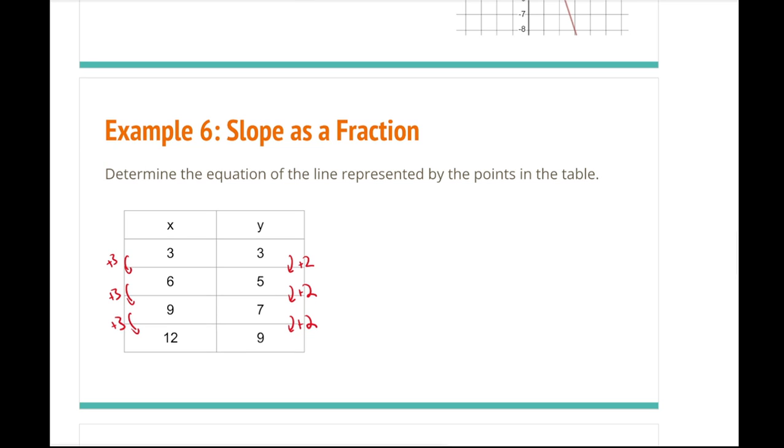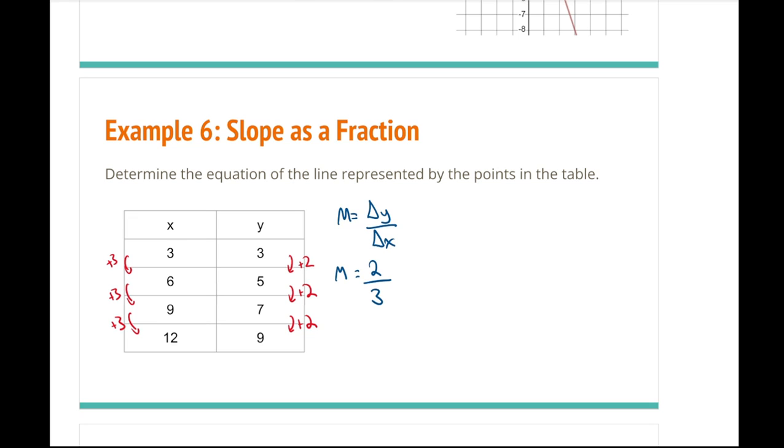So to represent that in our slope, we have to use that change in y divided by change in x. When we look at it, 2 is our change in y, no matter what values we look at. And then our change in x will be 3. So regardless of what set of points we look at, our slope will always be 2 over 3.